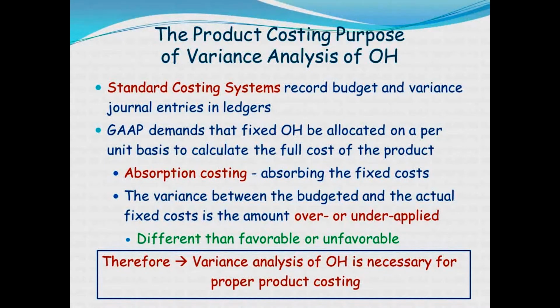If your standards prove to be less than your actual, you under-applied, and you need to apply more of the costs to your cost of goods sold. So we treat it similarly to favorable and unfavorable, but because it's less of a management tool, we call it over or under applied. And we have to do this for proper product costing because it's the law.